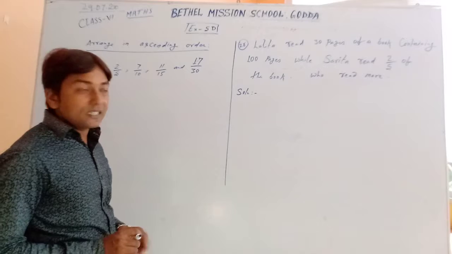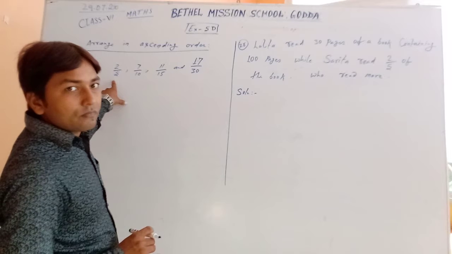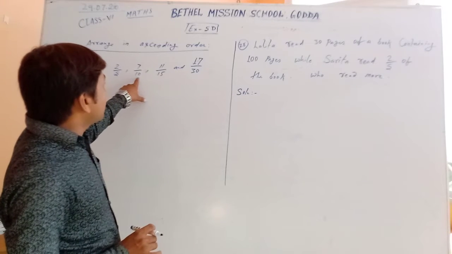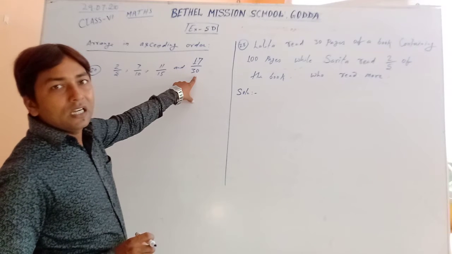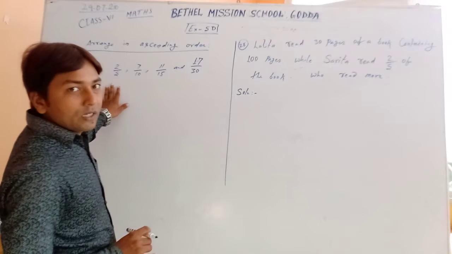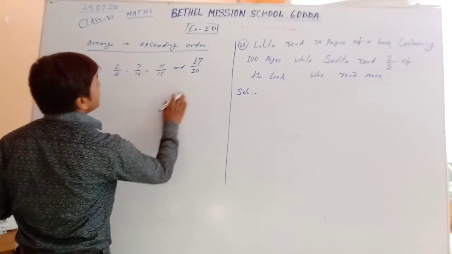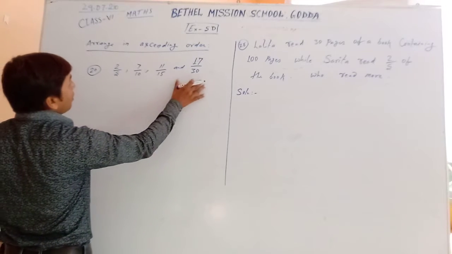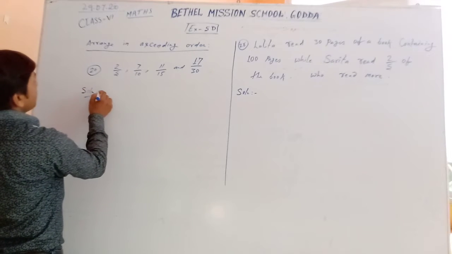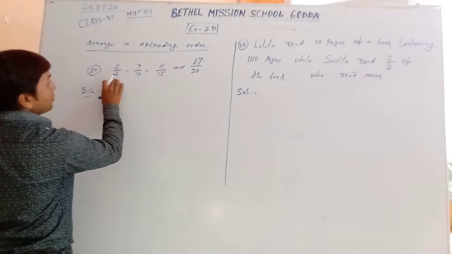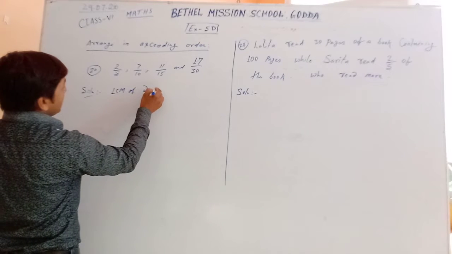You know the like fractions are those whose denominators are the same. If the denominators of all the fractions are equal, then the fractions will be like fractions. Okay? So how will you make all the denominators equal? The rule: first of all, we have to find the LCM of the denominators.